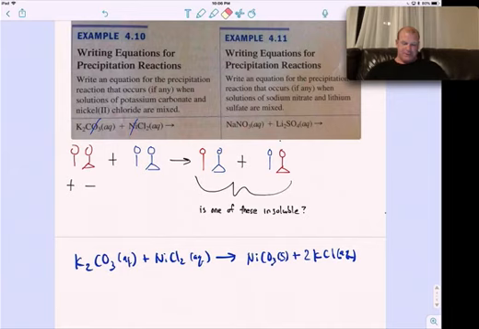Okay, next one, sodium nitrate, excuse me. Sodium nitrate and lithium sulfate. Well, if you remember the rules, all alkalis are soluble, so this is going to be no reaction. This is going to do absolutely nothing, no chemical reaction.